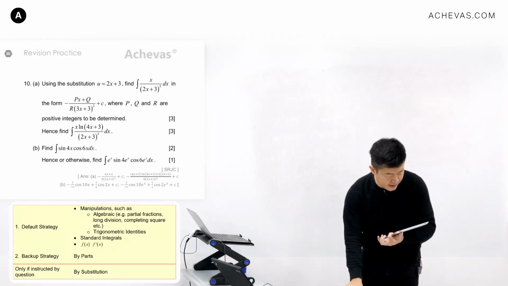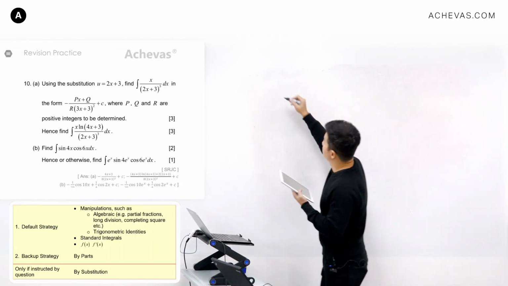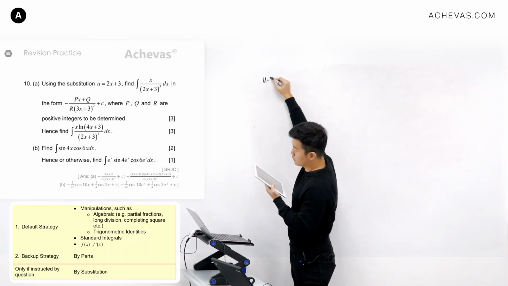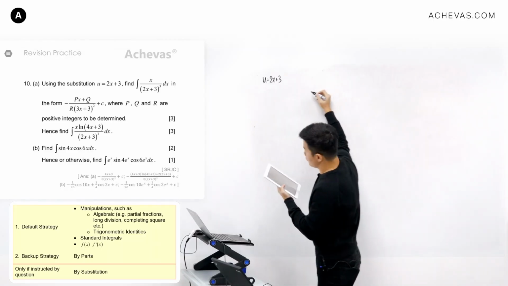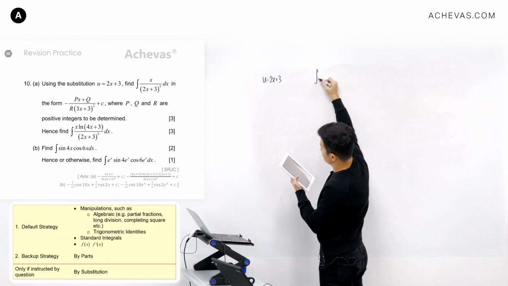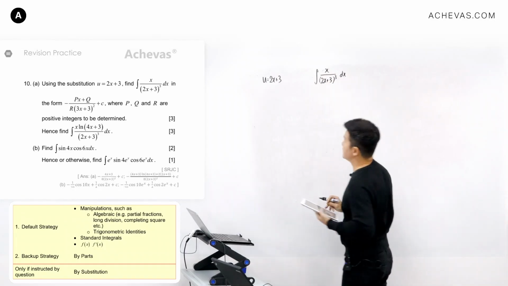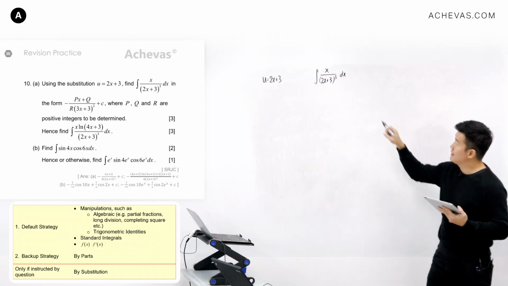So the question says, use the substitution u is equal to 2x plus 3 to find the integration of x over (2x plus 3) to the power of 3 dx. So we are going to be replacing all the x.